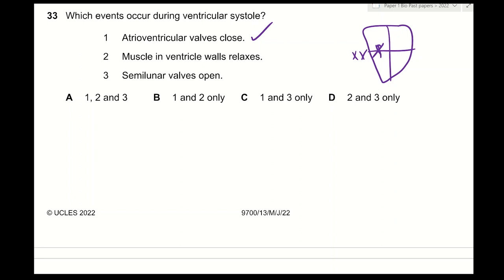For two, muscle in ventricle wall relaxes. This is incorrect, we just said it contracts. Three, semilunar valves open. This is correct because when the ventricles contract, it generates enough pressure to push the semilunar valves open. Therefore, this is correct and the answer is going to be C.